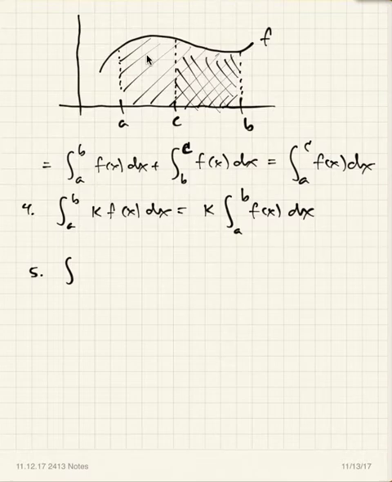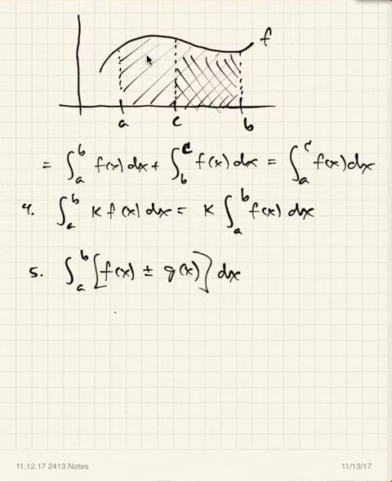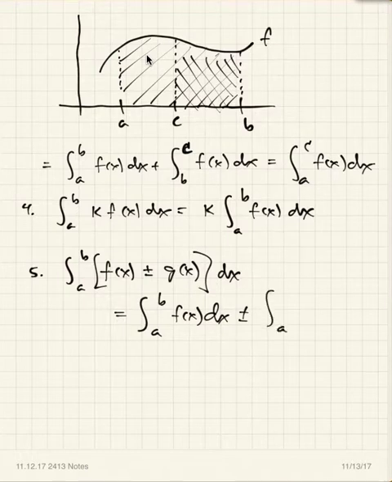And then the same thing for addition and subtraction: if you have the definite integral of f of x plus or minus g of x, that's equal to the definite integral from A to B of f of x dx plus or minus the definite integral from A to B of g of x dx. And again, you can do that for antiderivatives, so it certainly makes sense that you ought to be able to do that.